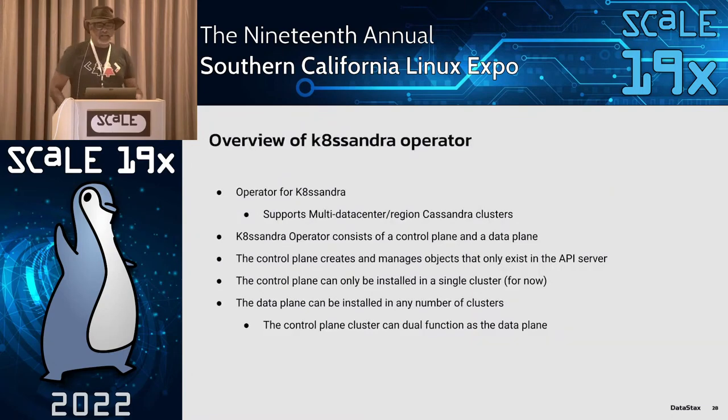It supports multi-data center, multi-region Cassandra clusters. It consists of a control plane and data plane, right? And the control plane creates and manages the objects, again, using API. The control plane right now, unfortunately, can only be installed in a single cluster. So it's not highly available, which is coming, but it's not there yet.